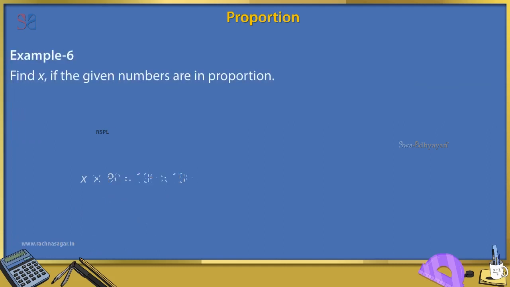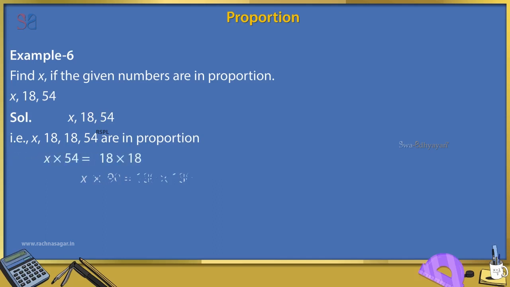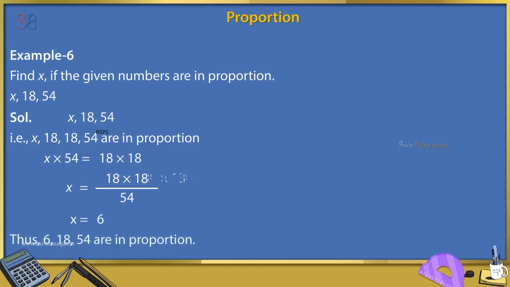Example 6. Find X if the given numbers are in proportion. X, 18, 54. Solution. X, 18, 54, that is, X, 18, 18, 54 are in proportion. X into 54 is equal to 18 into 18. X is equal to 18 into 18 by 54. X is equal to 6. Thus, 6, 18, 54 are in proportion.